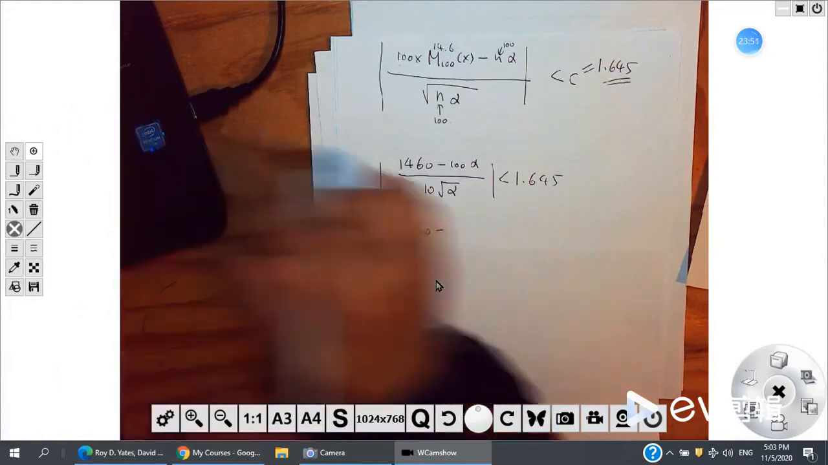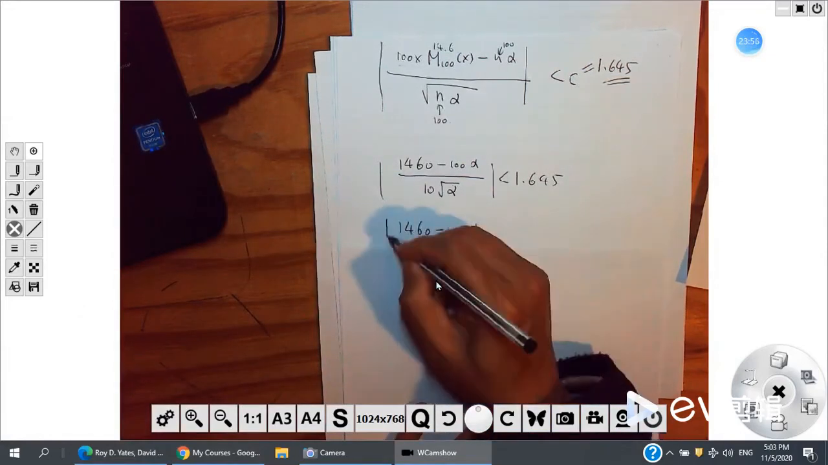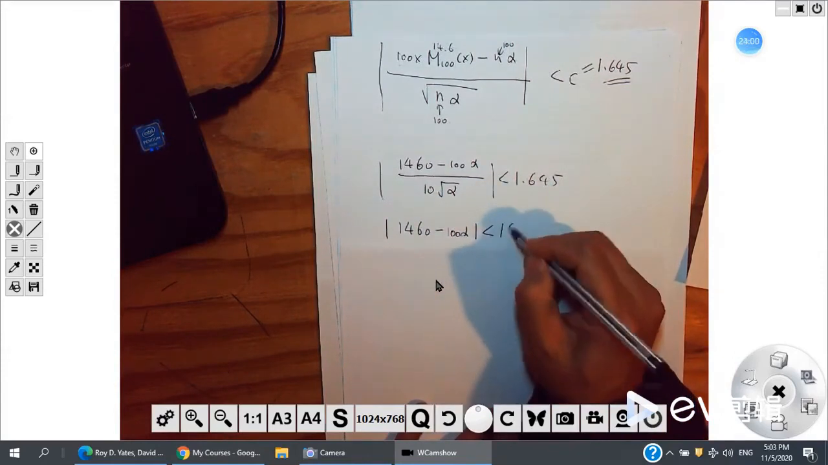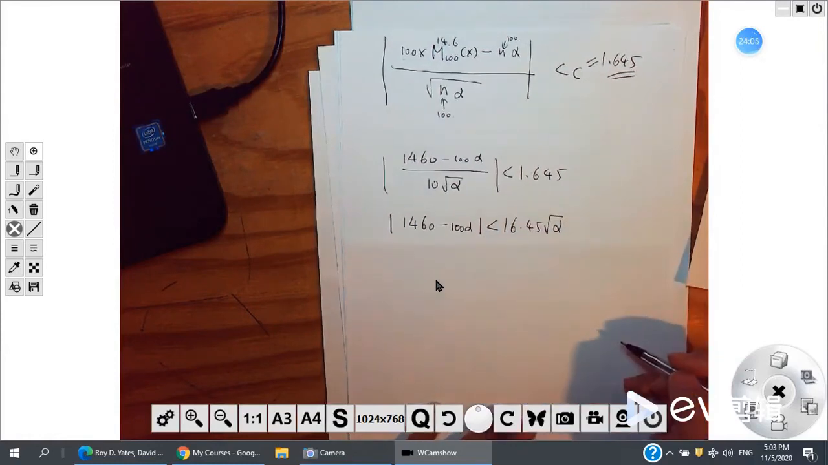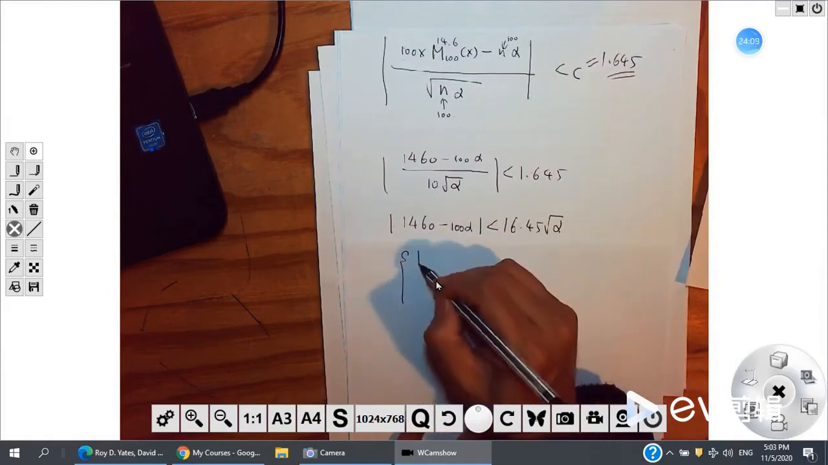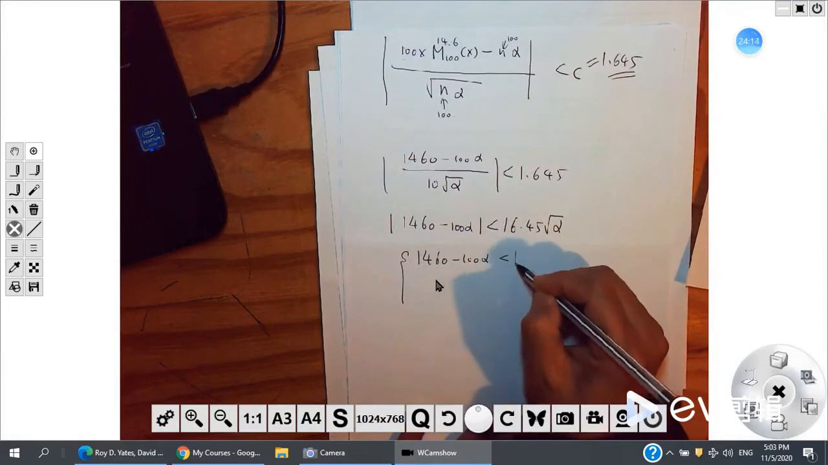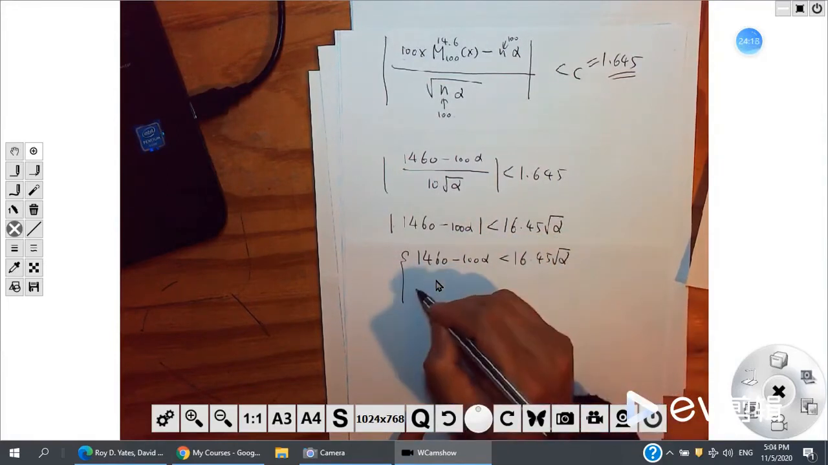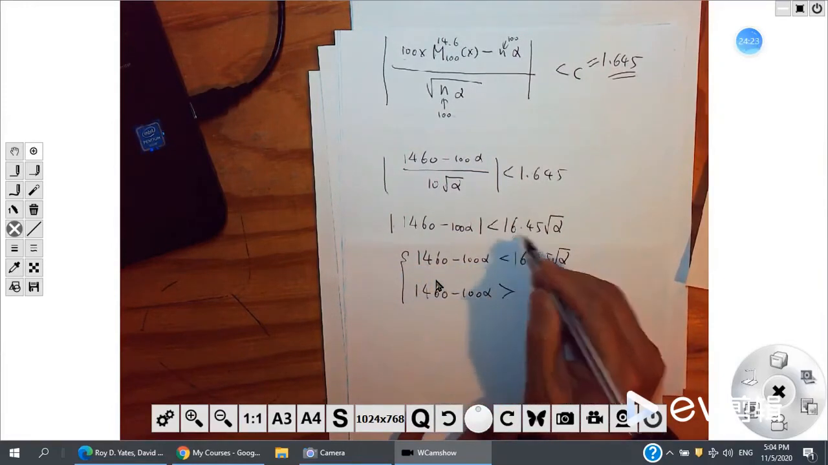Variance is alpha. So the absolute value of 1460 minus 100 alpha is smaller than 10 times 16.45 square root of alpha. Then we have this. If I remove the absolute value, I get two things. One is 1460 minus 100 alpha smaller than 16.45 square root of alpha. The other side is 1460 minus 100 alpha larger than the negative value of this.